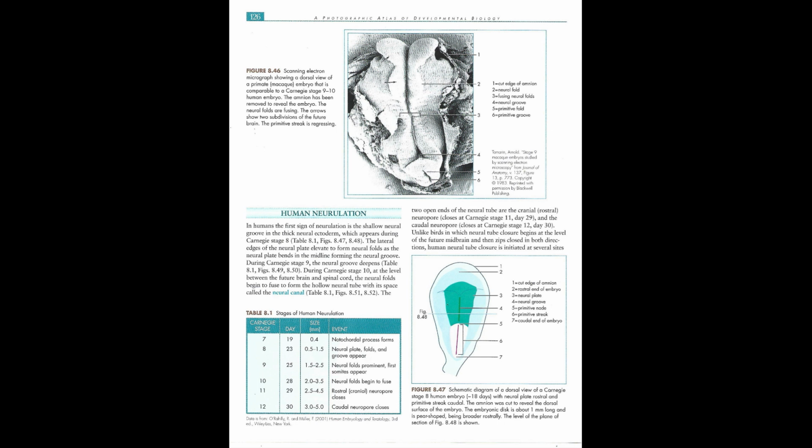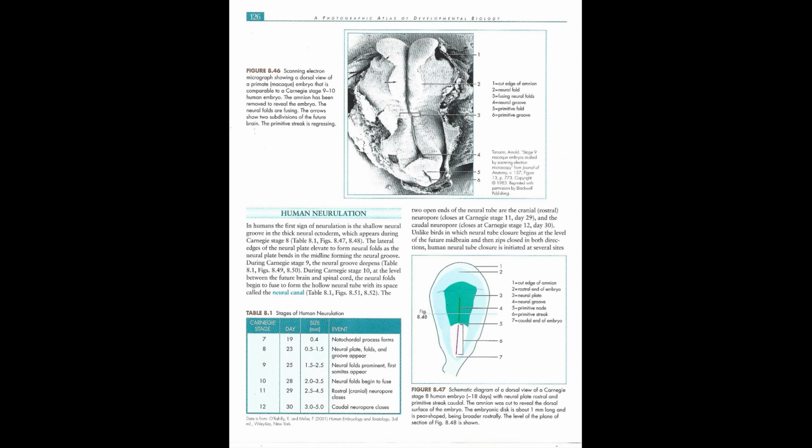During Carnegie stage 10, at the level between the future brain and spinal cord, the neural folds begin to fuse to form the hollow neural tube with its space called the neural canal, Table 8.1, Figs 8.51, 8.52. The two open ends of the neural tube are the cranial, rostral, neuropore, which closes at Carnegie stage 11, day 29, and the caudal neuropore, which closes at Carnegie stage 12, day 30.